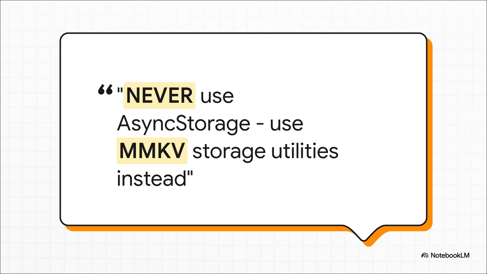You can literally command the AI to always use your API cancellation pattern to stop memory leaks, to never use insecure AsyncStorage and instead use the performant MMKV library, and to always use your custom useTheme hook to keep everything consistent. It's how you ensure every single line of AI-generated code meets your team's highest standards.